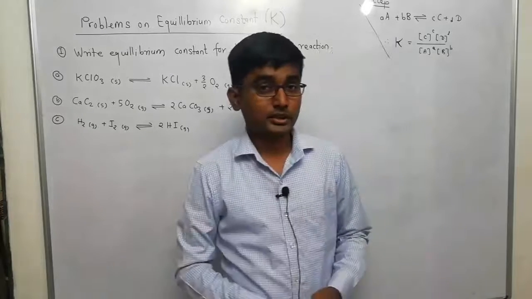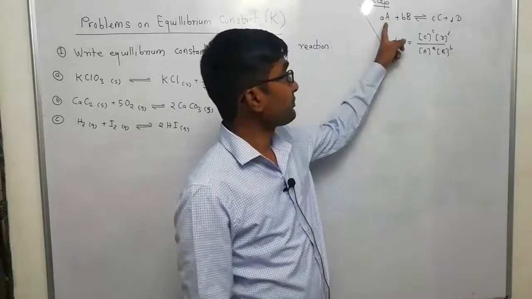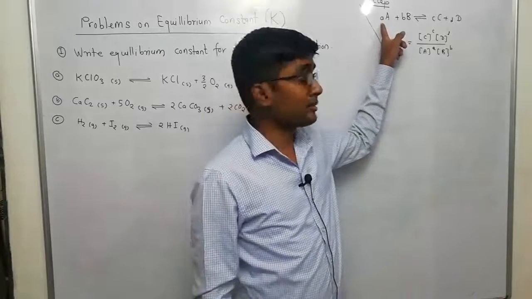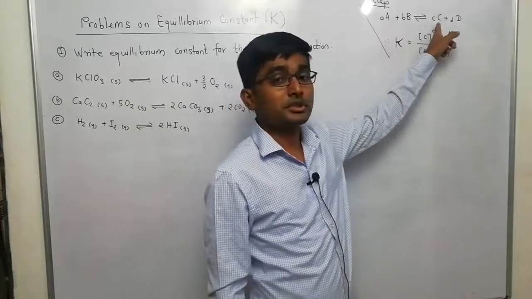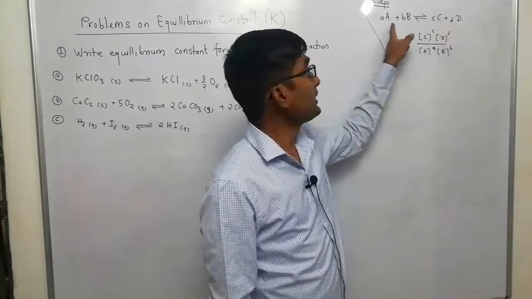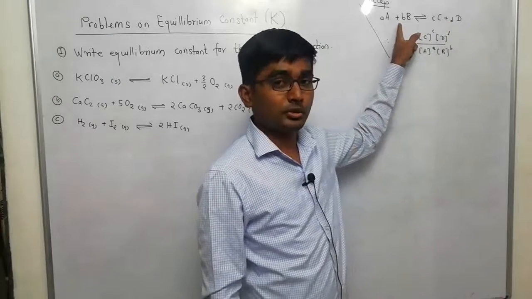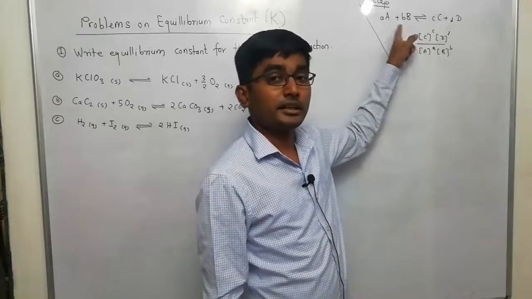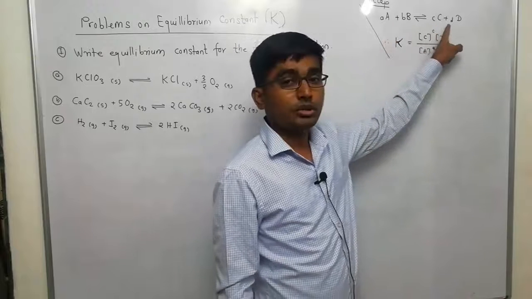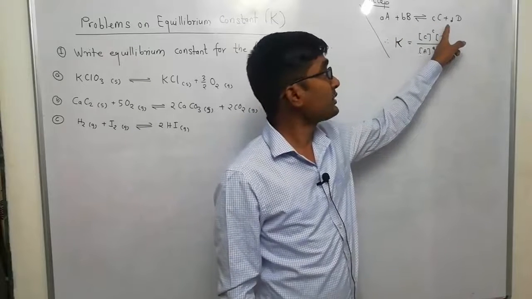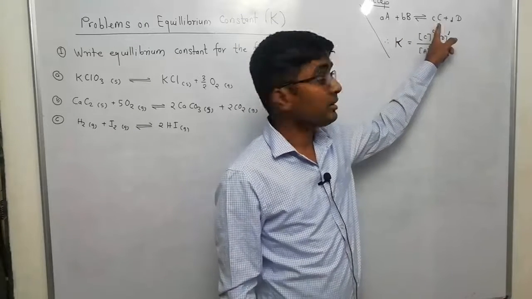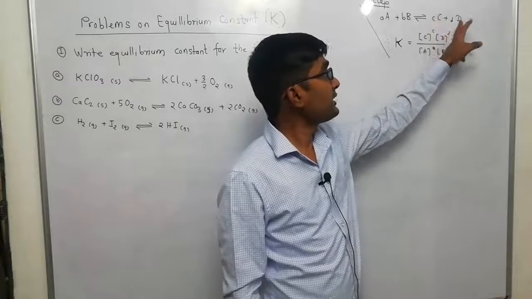Now what is the equilibrium constant? In the previous session we have seen this. Consider the general chemical reaction aA plus bB gives rise to cC plus dD. Here small a and small b are the stoichiometric coefficients of the reactants A and B, and small c and small d are the stoichiometric coefficients of the products C and D.